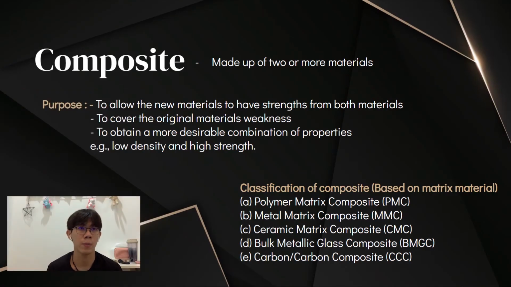Composites are becoming an important part of today's materials due to their advantages, for example, corrosion resistance and faster assembly. They are used as the material in making aircraft structures, electronic packaging, medical equipment, space vehicles, and home building. They can be defined as materials that consist of 2 or more chemically and physically different phases separated by a distinct interface. The purpose of the composite is to allow the new material to have strength from both materials, often covering the original material's weakness, and also to obtain a more desirable combination of properties, for example, low density and high strength.